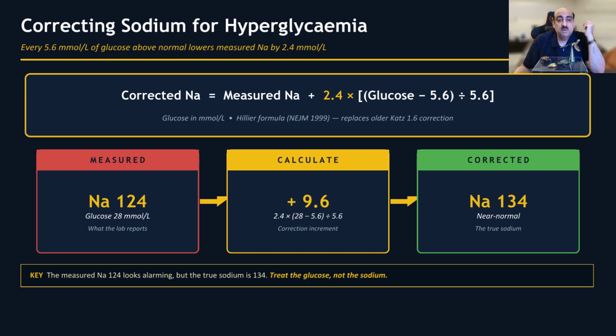So Hillier's replaced the old Katz factor of 1.6. Both appear in both MRCP and USMLE exams. So please remember this. And again, this is our Argentum dove. AG dove should remind you of the balance between adjusting the sodium for glucose concentrations.